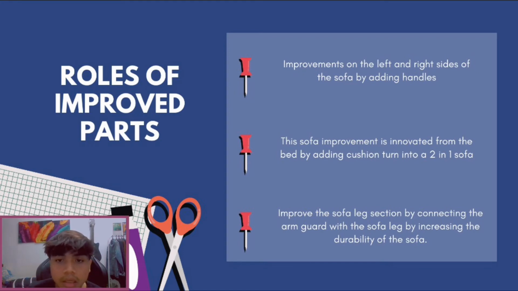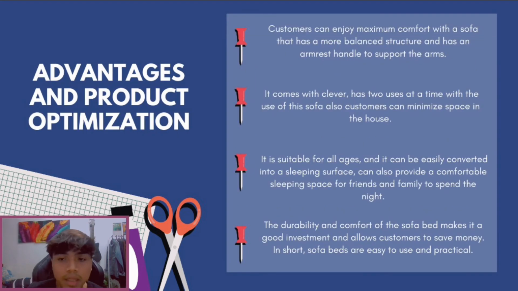Next one is the advantage of the product and optimization. For the first one, the customer can enjoy maximum comfort with a sofa that has a more balanced structure and an armrest handle to support the arms. Second, the product that we improved from the old design comes with a clever feature, which is two uses at a time. With this sofa, the customer can also minimize the space in the house.